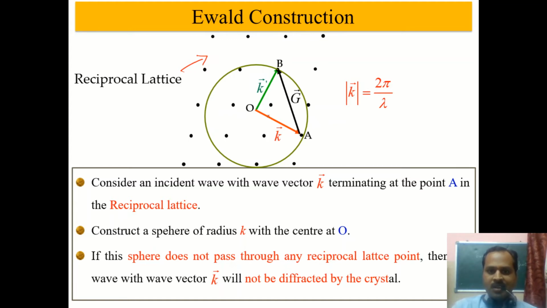If we construct a sphere keeping this point O as the origin, with radius k, then if the sphere intersects any of these lattice points in the reciprocal space, the condition for diffraction will be satisfied. And this particular sphere is called the Ewald sphere. So what is the Ewald sphere? It is the sphere in the reciprocal space with a radius of the magnitude of the wave vector.